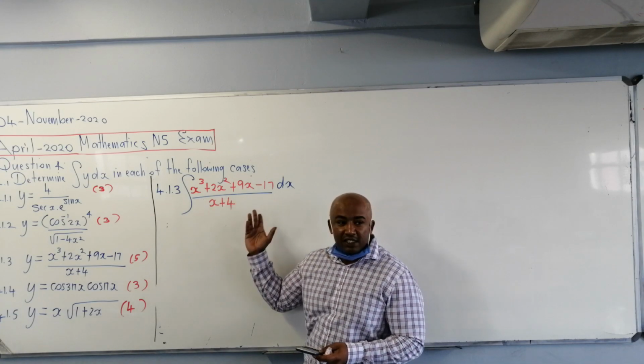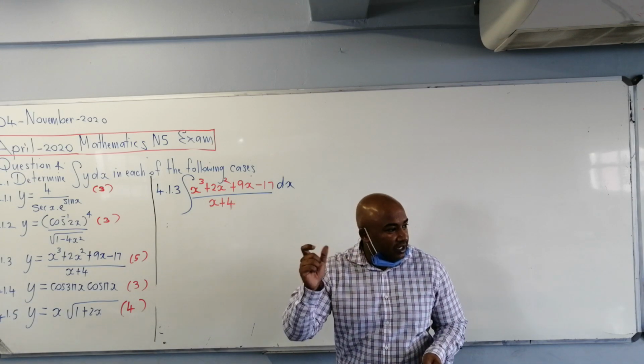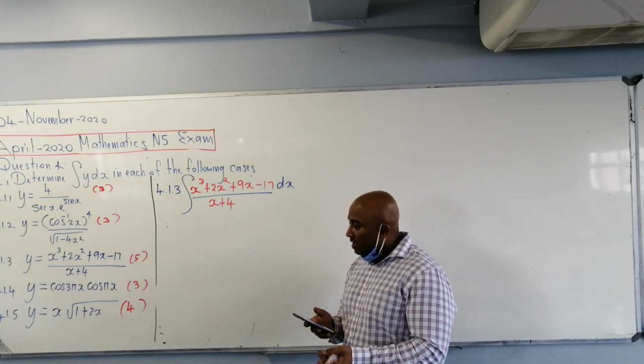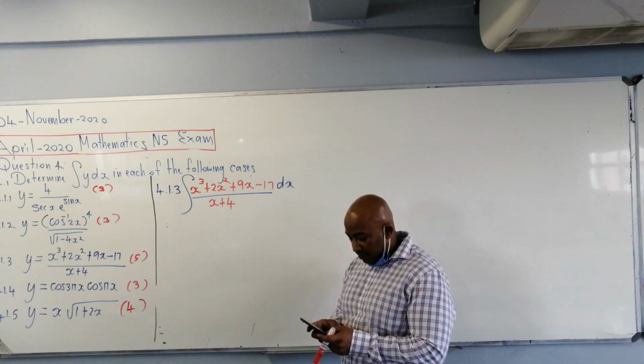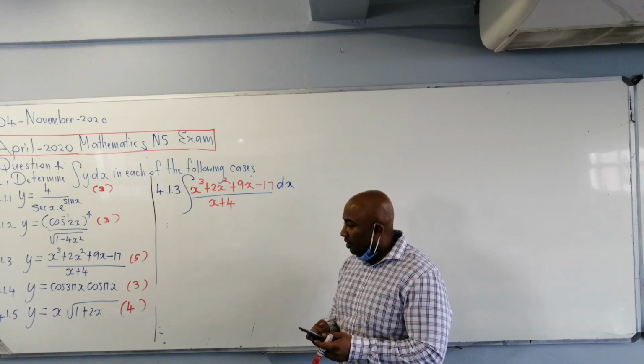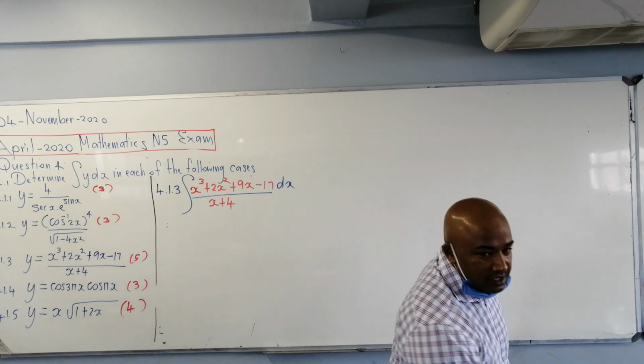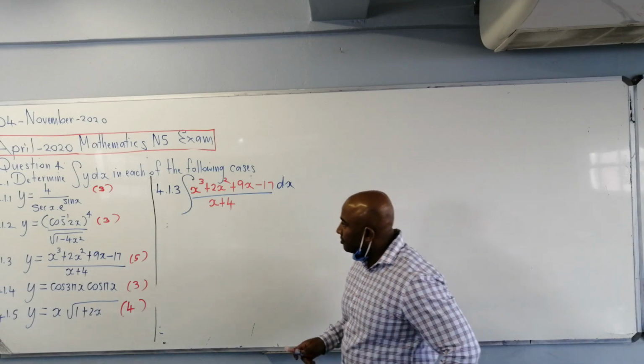So I want to substitute -4, and if I get 0, then I know that x plus 4 is a factor. So let me just try it out first. So let's try the -4. No, it's not a factor. So we're using long division straight.